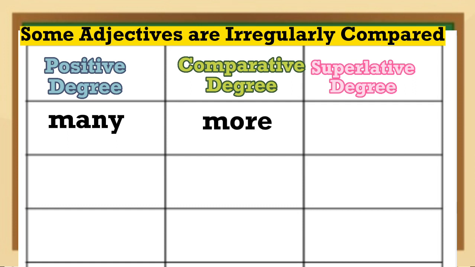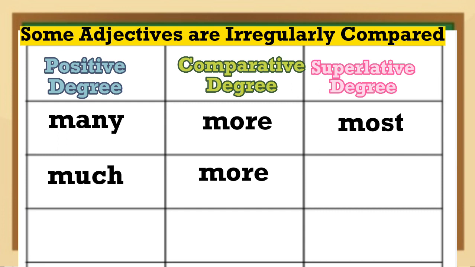Next example, the word many. In comparative degree, it's more. In superlative degree, becomes most. Many, more, most. Next, the word much. In comparative degree, it's more. In superlative degree, it's most. The words in positive degree are many and much. In comparative degree and superlative degree, the words many and much become more and most.